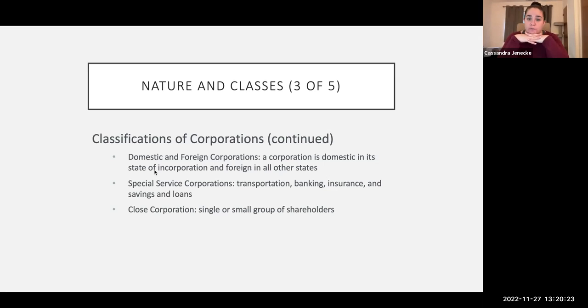We also have special service corporations. Those are specifically created for, well, as the name implies, special services. So transportation, banking, insurance, savings and loans, those types of businesses can run through special service corporations. We also have close corporations, which are going to be those individuals who are a corporation of one, or a corporation of a small number of shareholders.